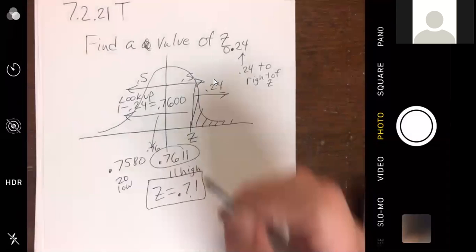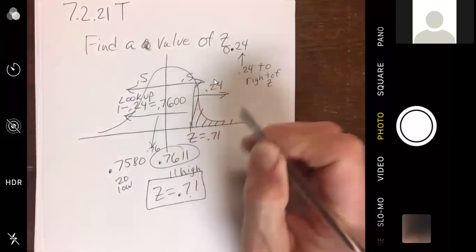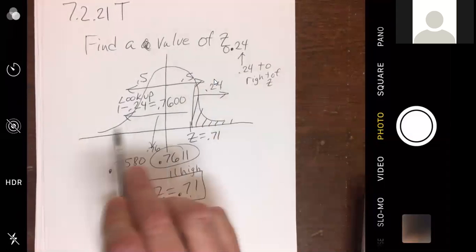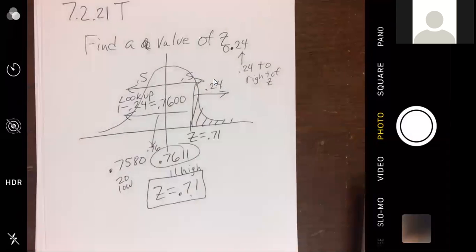At 0.71 standard deviations, you've got 76% of your numbers lower and 24% higher. Is there another one? The ones that are live are those ones with the tables and the diagrams.